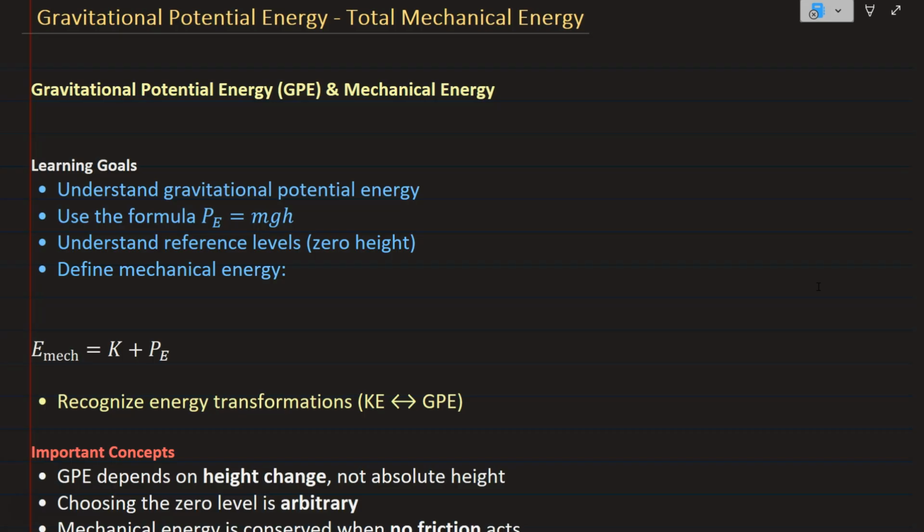And the learning goals for this one are very simple. We need to understand what it is, we need to understand how to use the formula for it, which is mgh, which is basically the work formula, Fd. We talked about that in the last lesson. And understanding the reference levels, zero height, what does that mean, and then defining mechanical energy. All right, and in this situation usually we are dealing with a frictionless system. That's what we are using, or at least we are referencing.